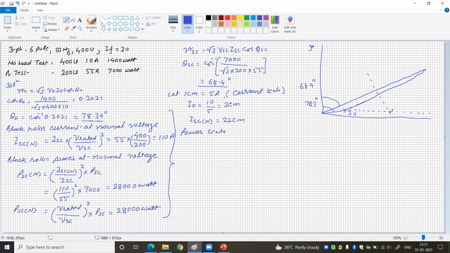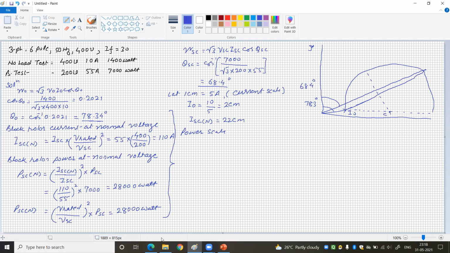Okay, so take the distance from point C to the tip of the no load current I0, or it may be the tip of short circuit current at rated voltage, and draw the half circle. So this is the half circle. Okay. So by this way, we are going to develop the circle diagram.